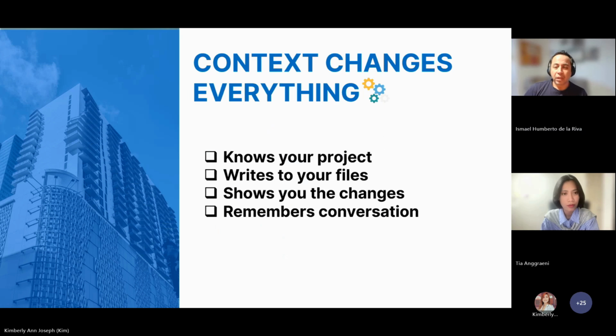So context changes everything. Here's what changes with Cloud Code. It knows your project. You don't have to explain it every time. It writes to your files, so no more copy paste, and it shows you the changes so you can see every change before it lands. It will also remember what it just built, so each task connects to the last, so you can keep a conversation going. At the end of the day, it's the same AI, but it has context. It's more efficient and allows you to do more complex work.